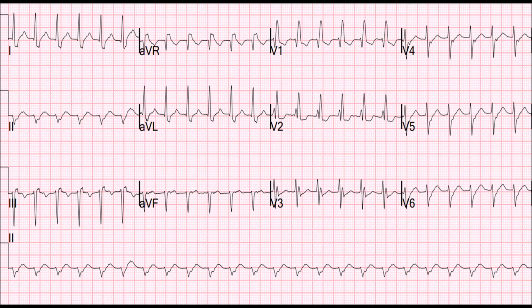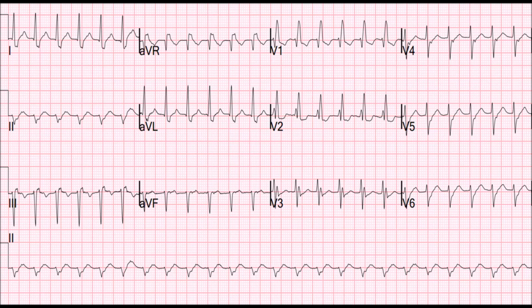What if SVT is wide complex? Can SVT be wide complex? Can you have a wide complex tachycardia that's SVT? Probably not supraventricular. Most likely not. What if someone has a bundle branch block to start with? So even though it's above the ventricle, right? Your AV node, your His bundle, and your right bundle, left bundle, right? The AV node.